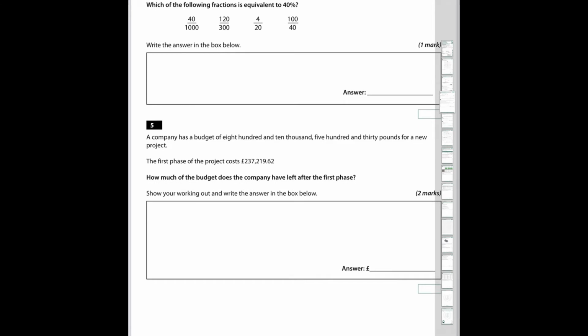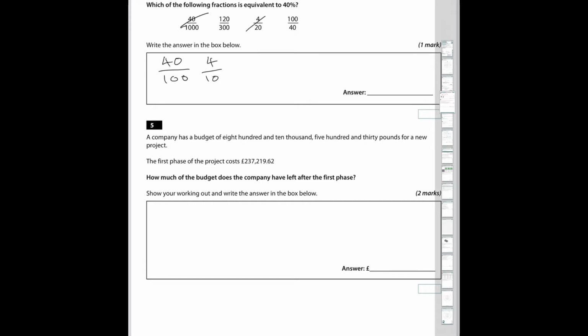Question 4. Which of the following fractions is equivalent to 40%? Okay, so 40% as a fraction would either be 40 over 100 or 4 over 10, or an equivalent to that. So what we need to find is what would work out at 4 over 10. So we know it's 40 over 100 to get 40%. We've got 40 over 1,000 there, so we know it can't be that one. We know it's 4 over 10.